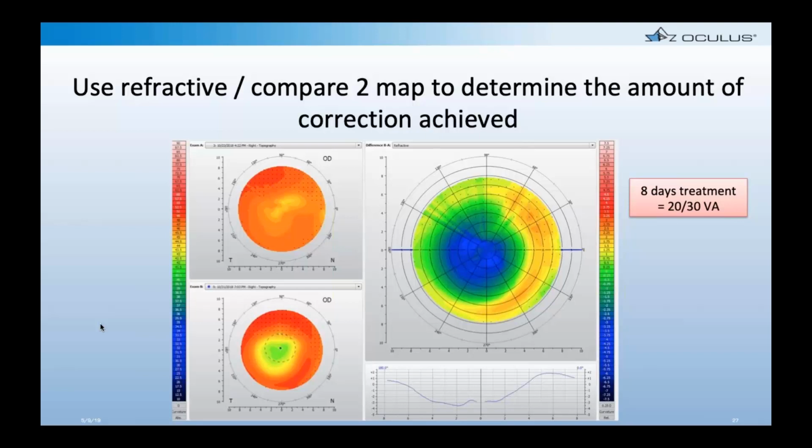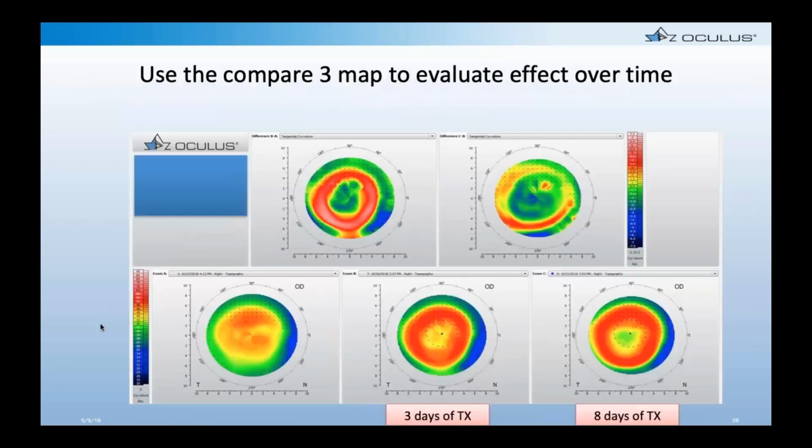And so when we do our compare 3 map, we can see that from day 3 to day 8, which is the upper right picture, there's still blue occurring in the center. What does that mean? It means that we're still getting more central correction. We have not maxed out our correction centrally. So we can expect that it's quite possible that if we just hang in there with the same lenses, we will continue to get better vision.